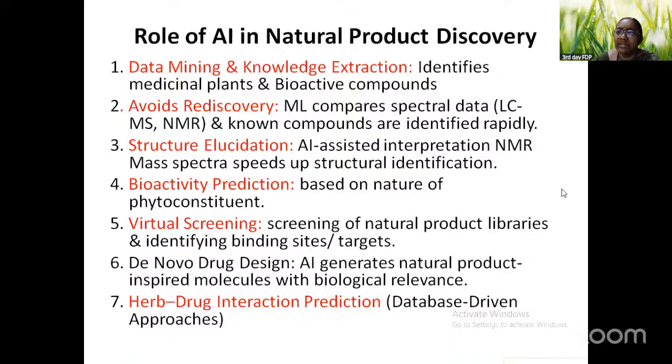This is generated by the AI from natural product-inspired molecules with biological relevance. And the last one is the interactions between herb drugs, which can also be predicted by using various database-driven approaches.